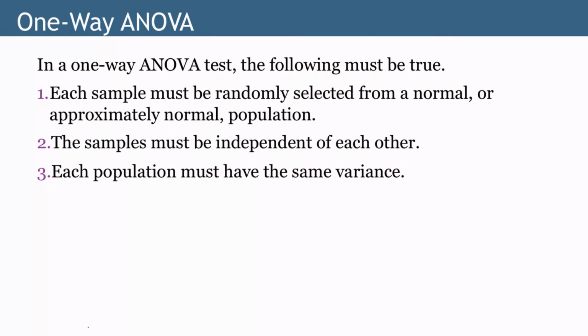All right. In terms of conditions, of course, each sample must be randomly selected or normal. They must be independent. And then each population must have the same variance, or roughly the same variance. And that's an assumption that we're going to make on these problems. And so we're not going to worry so much about that.